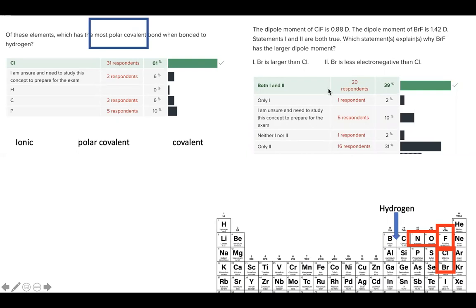Bromine is larger than chlorine. Okay, I buy that because it has a larger principal quantum number, same column. Yep, bromine is going to be larger than chlorine. In terms of electronegativity, bromine is less electronegative than chlorine. Yep, I buy that too. It becomes more and more electronegative as I move towards fluorine. So how does this contribute to the dipole moment?